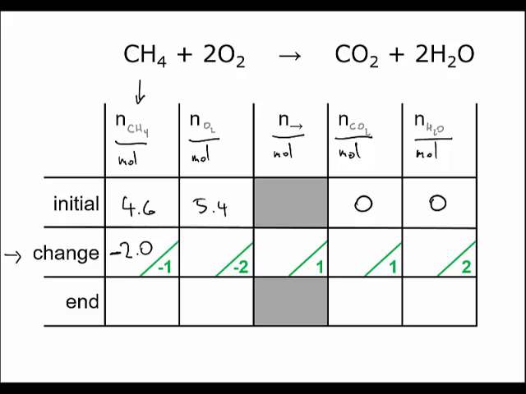We can fill in the entire change row if we know just one of the values. For every column, we can fill in a missing value if the other two values are known. Let's do the change row first.